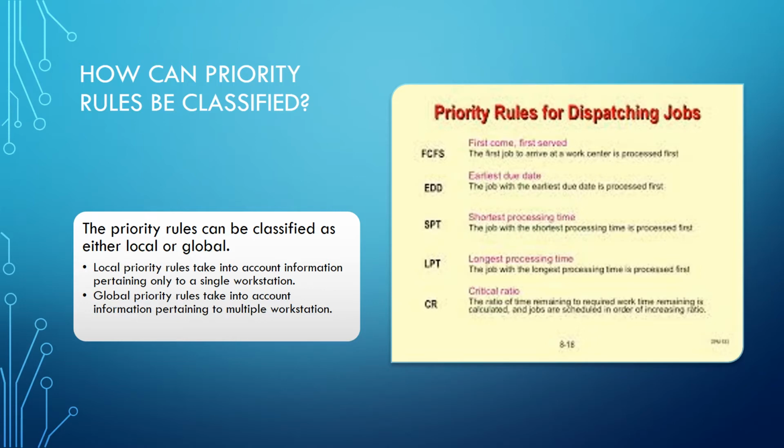How can priority rules be classified? The priority rules can be classified as either local or global. Local priority rules take into account information pertaining only to a single workstation. Global priority rules take into account information pertaining to multiple workstations.